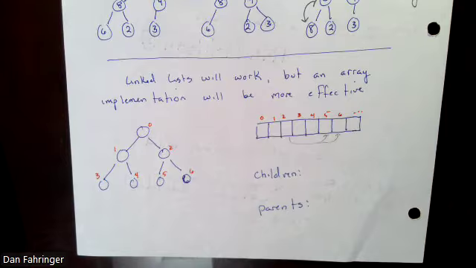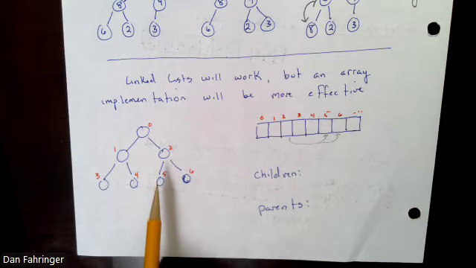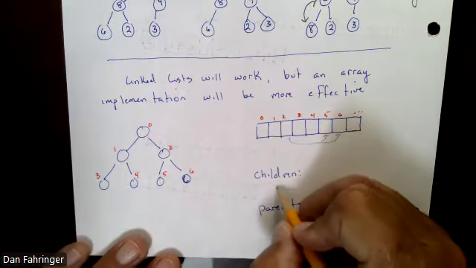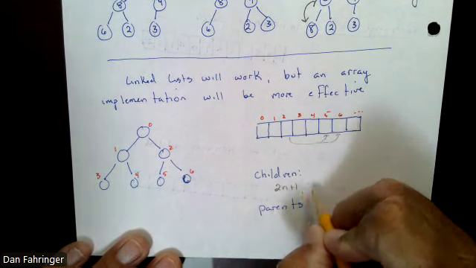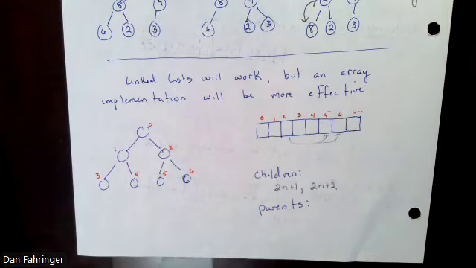Okay, fair enough. So I gave you kind of the because I said so answer with a little bit of explanation. Okay, so where are the children? Well, if you looked really close, you could almost still see it. 2n plus 1, 2n plus 2. Two children. 2n plus 1, 2n plus 2.